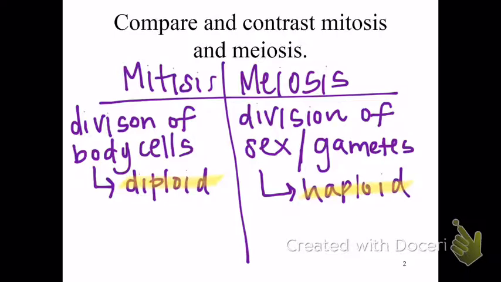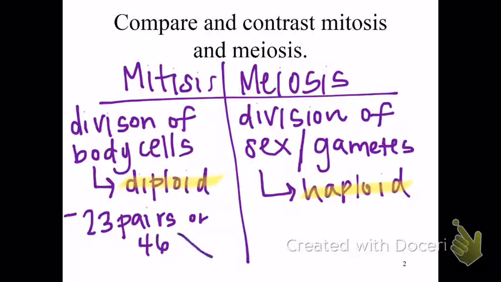Diploid means that every single chromosome, there's two of them. So in every cell, there's one chromosome. If it's a diploid cell, there's two of them. If it's a haploid cell, then there's only one of those chromosomes. So human cells have either 23 pairs or 46 chromosomes, and we'll put an X for chromosomes. Haploid cells only have 23 chromosomes.